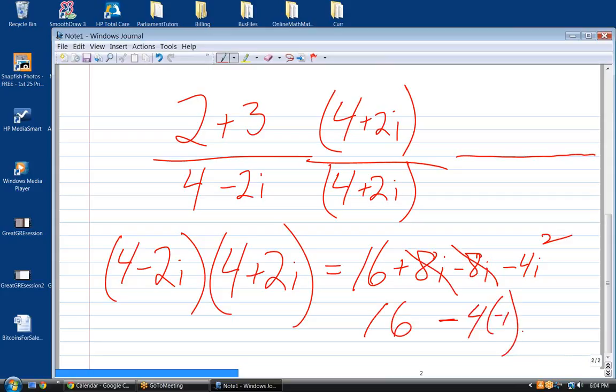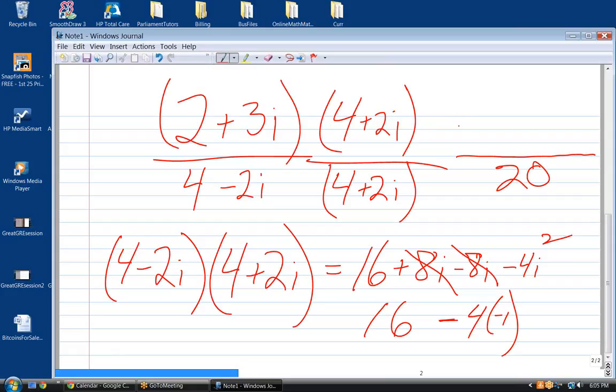So what's the denominator? 16 plus 4, okay, 20. Now, what's the numerator? So I have to FOIL it again. Do it step by step, and I'll write it as you read.